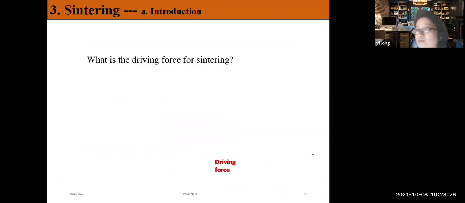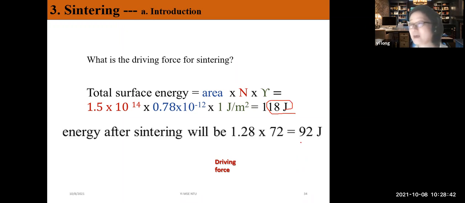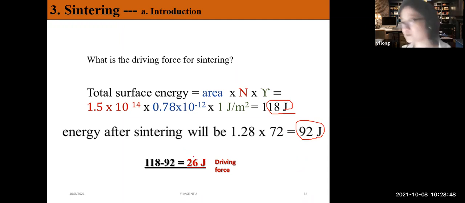Okay, so let's continue. What is the driving force? Now we are very confident to answer this question already. What is the driving force? Tell me. Your total, you start with 118J, but you end up with only 92J. So this is a difference. This difference is the driving force for sintering. Okay?